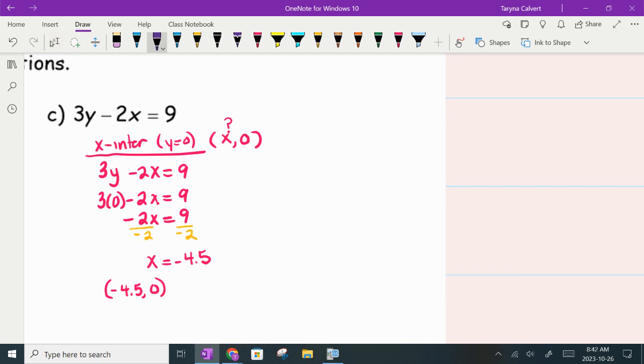And then your y-intercept, right? We're going to let x equal 0. So away we go. So again, you have your equation. You have 3y minus 2x equals 9. Grab the equation that you're given.